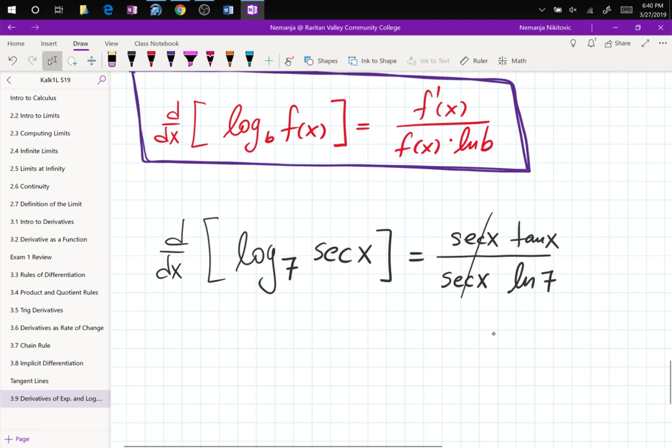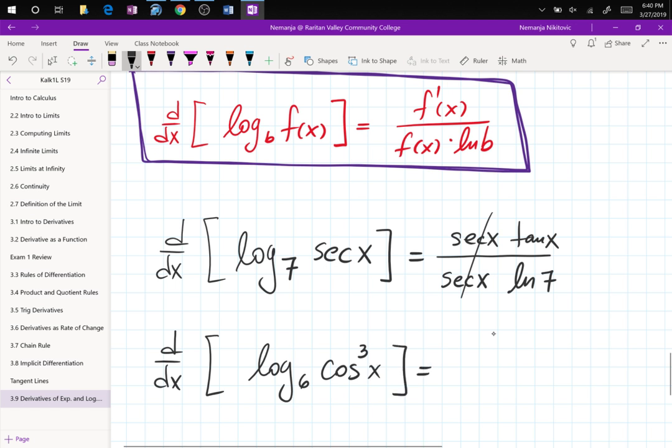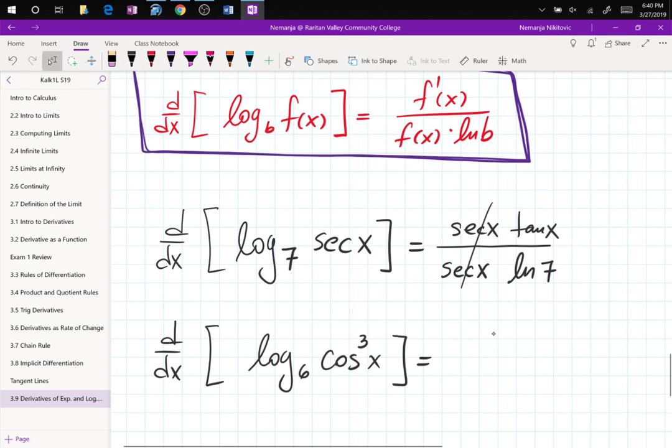Let's go and see another problem. The derivative of log base, let's go with 6 this time, of, you don't like trig, right? So cosine, let's go cosine cubed x.